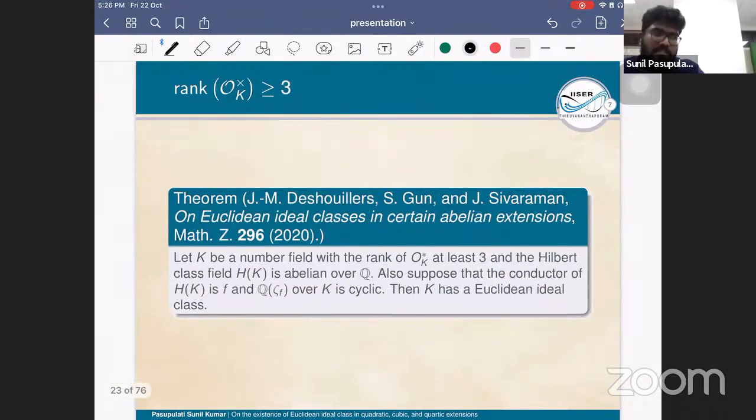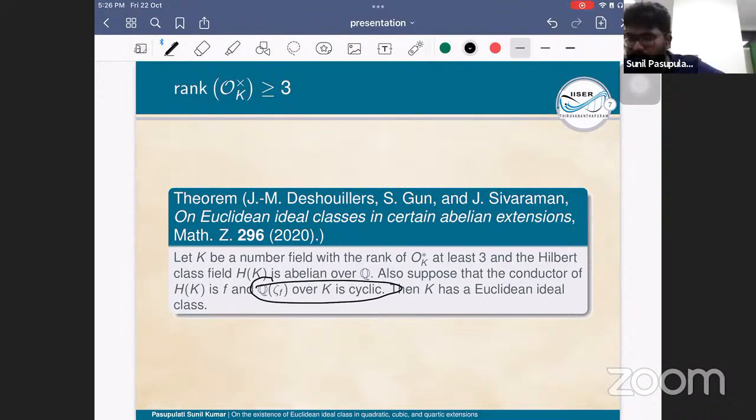The same result was generalized by Harper, Gun, Sivaraman and Dishulas. What they proved is, if K is a number field with the rank of O_K star greater than or equal to 3, with almost the same assumptions, but with one extra assumption that Q(zeta_F) over K is cyclic. I felt this is something more to ask, because in most of the cases they don't satisfy this property.